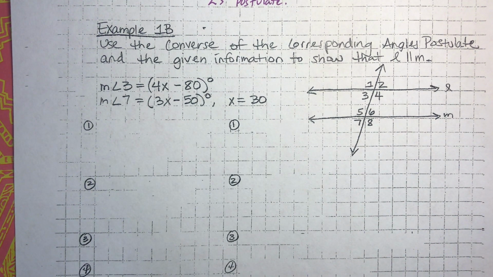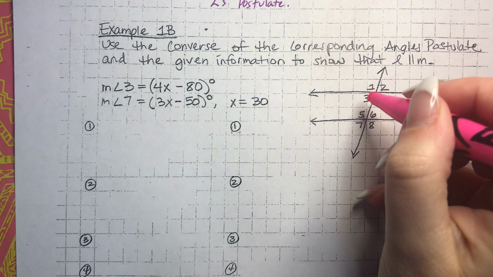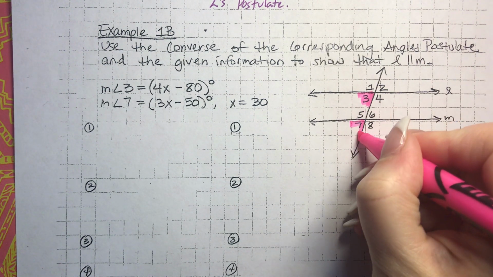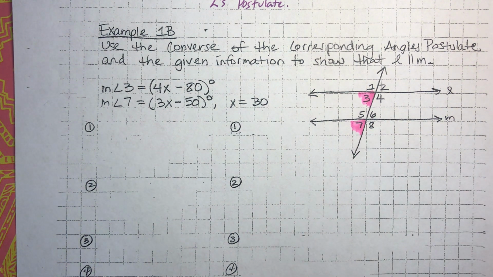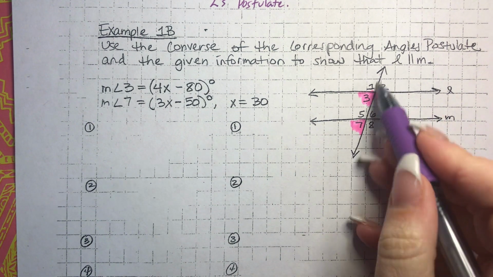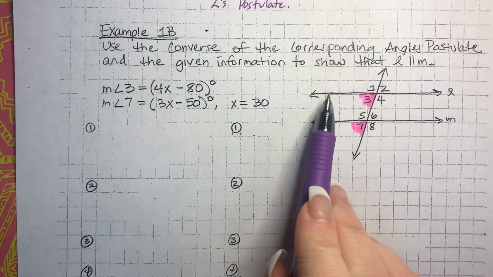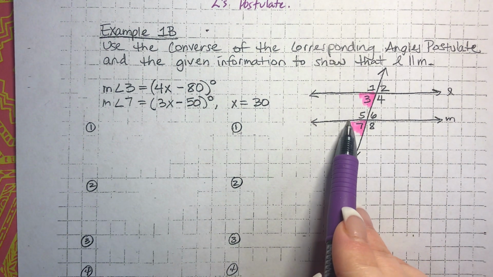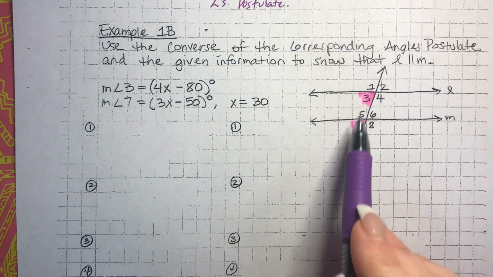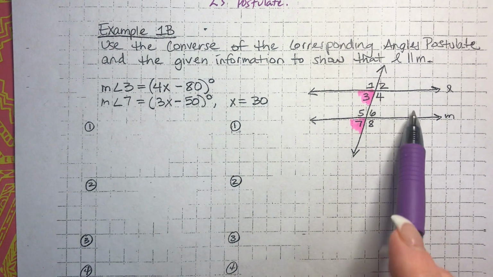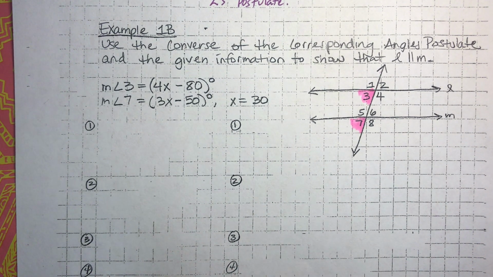So let's look at those angles and see if we end up having corresponding angles. That's 3 and that's 7. Are those corresponding angles? The answer is yes. They're on the same side of the transversal. This is our transversal. They're on the left side. And this 3 is on the bottom of line L, and this 7 is on the bottom of line M. So these are corresponding angles. If we can just prove that these are equal to each other, then we know that those two lines are parallel. So let's go for it.